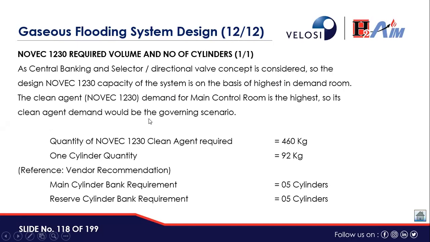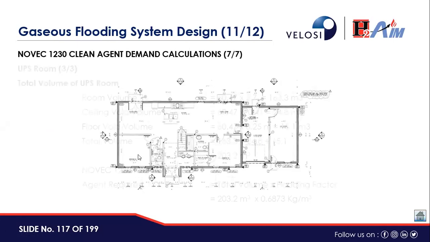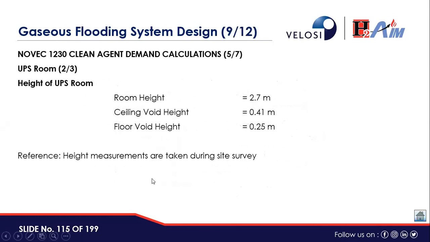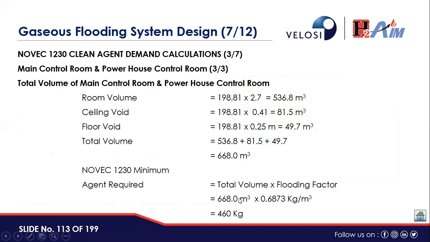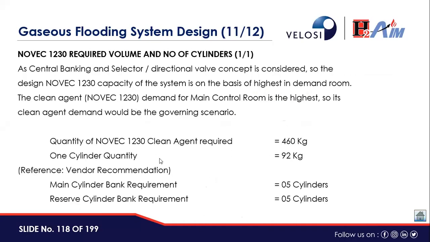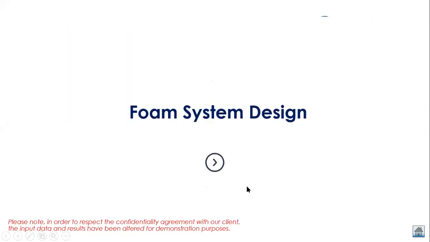So its clean agent demand would be the governing scenario, which was 460 kg, because at the UPS room the requirement was 140 and at the MCR it was 460. So this is the driving case. One cylinder quantity was 92 kg as per the supplying vendor. The main cylinder bank requirement was 5 cylinders when we divide this, and the reserve cylinder bank requirement is also 5, so 100% backup. So now let us move to the foam system design.